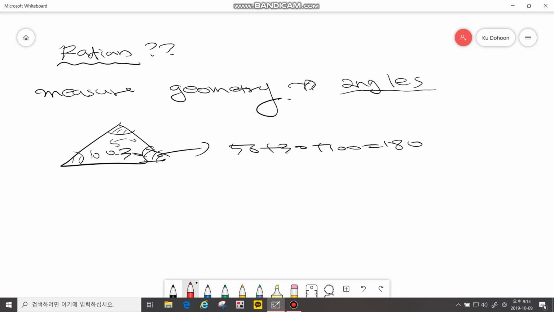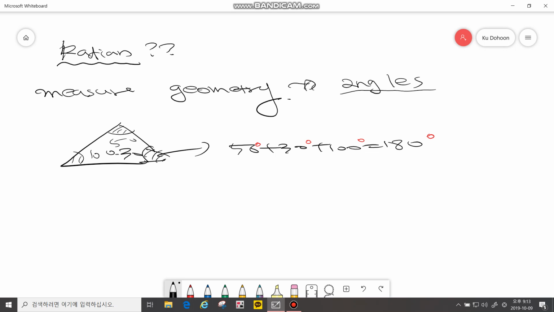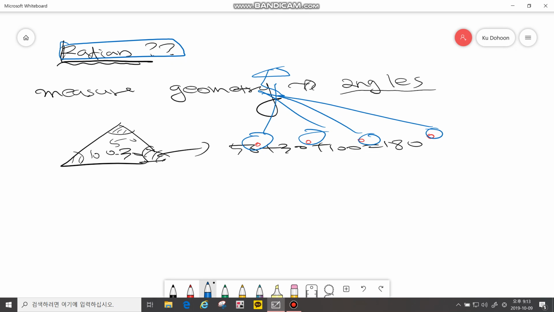But we do not really finish it here. We need to write degree notation here, as red circles. So why do we learn radian? Because we want to somehow convert this degree notation into a real number notation, like 1, 2, 3, 4. So this is what we want to achieve here.